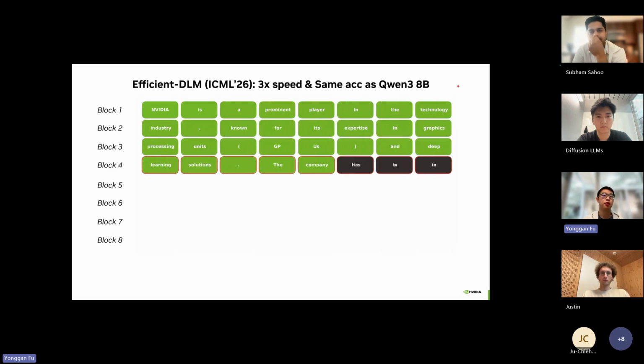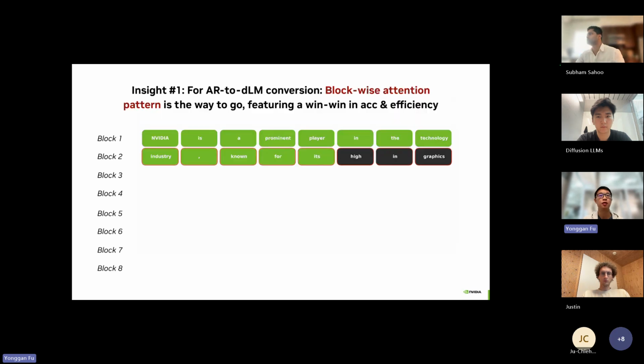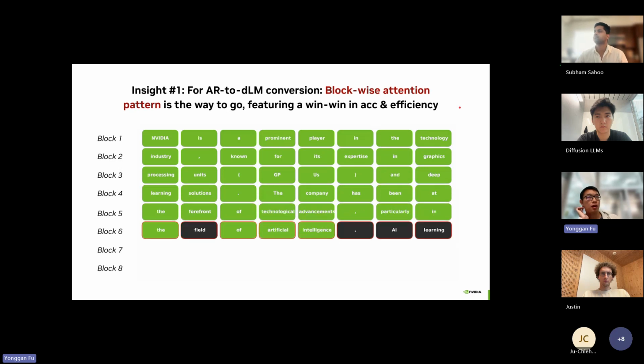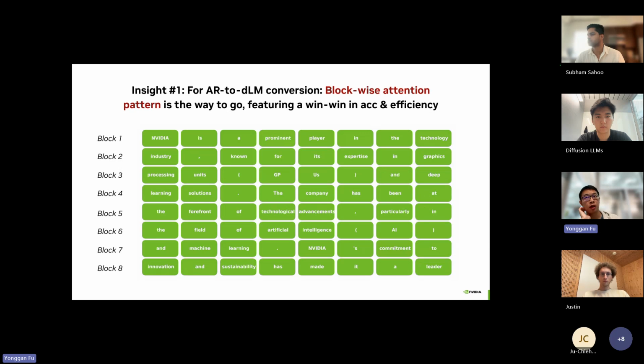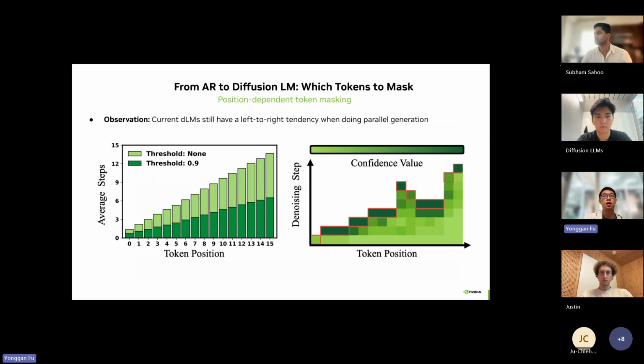From Efficient-DLM, we learned something important for the success of AR-to-diffusion conversion. One is the block attention pattern. We find that blockwise attention, like block diffusion, is the way to go for AR-to-diffusion conversion. This can achieve a win-win in accuracy and efficiency. The second is that the left-to-right prior is very important. Even for a diffusion LM trained with a diffusion objective, when it is converted from AR models, at decoding time it still has a very huge left-to-right tendency.